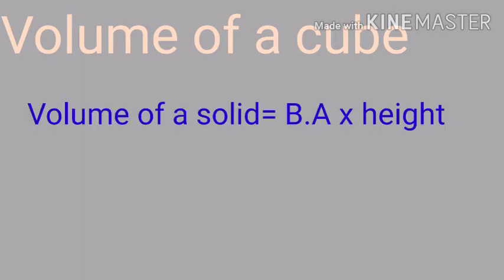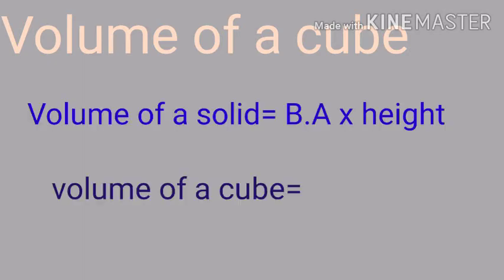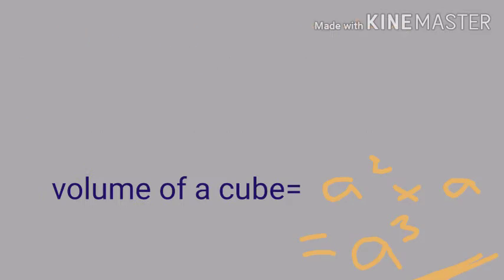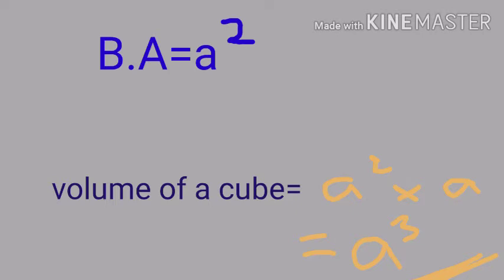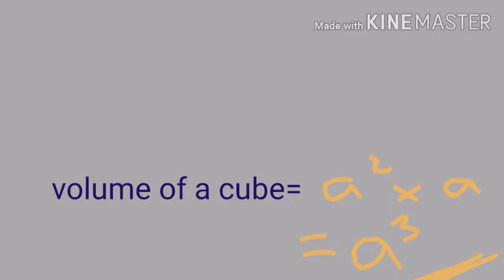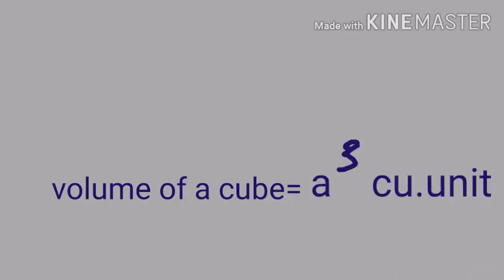Before doing the next question, exercise 13.5, 8th question, we have to discuss the volume of a cube. Volume of a solid is base area into height. So volume of a cube is a square into a, since the base area of a cube is a square and height is a. So its volume is a square into a, that is equal to a cube. So volume of a cube is a cube, cubic unit.